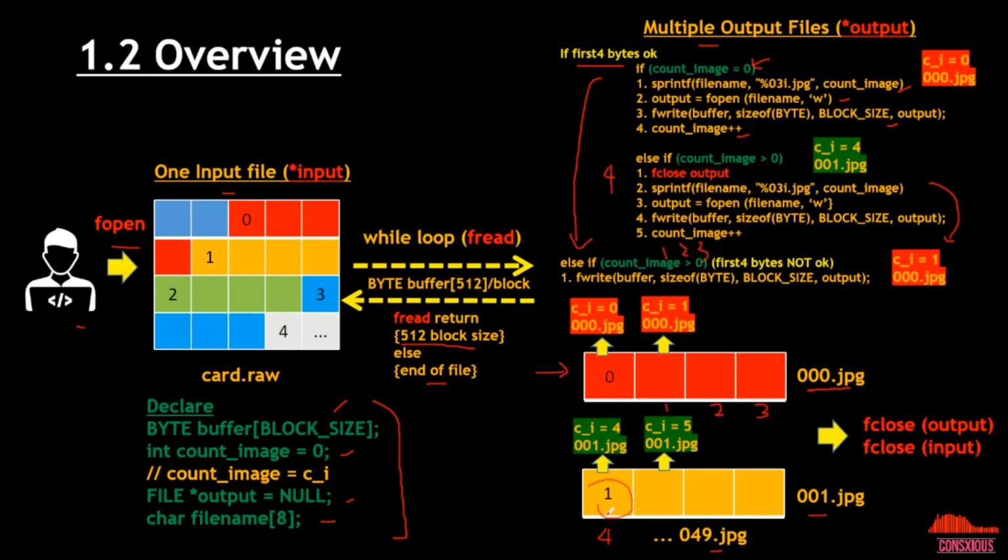So we can see block 4 is under here. Then there are blocks 5, 6, 7. We just keep writing to the same file name, which is 001, blocks 5, 6, 7. After that, we fclose the output and input.